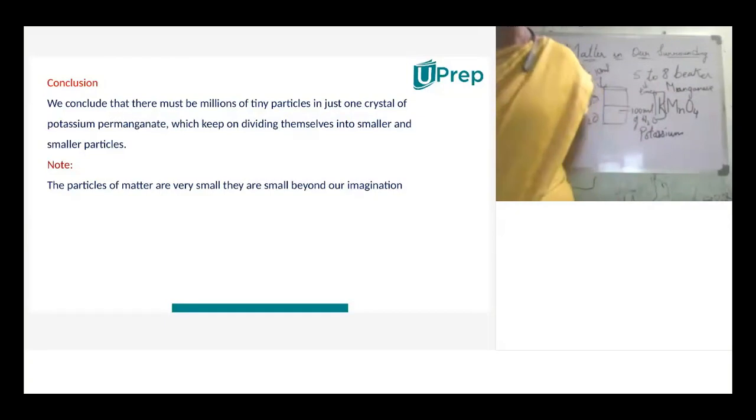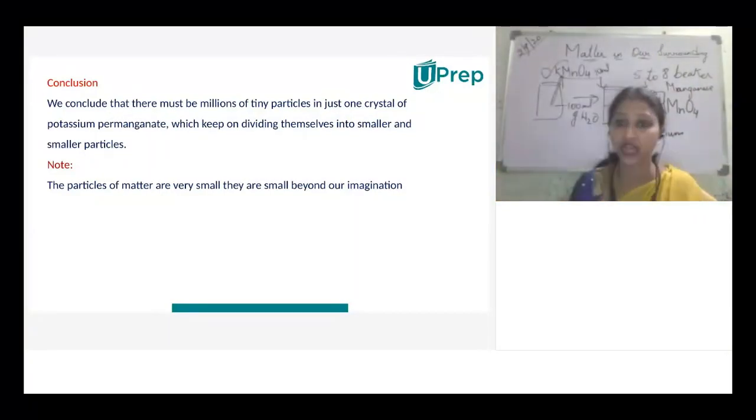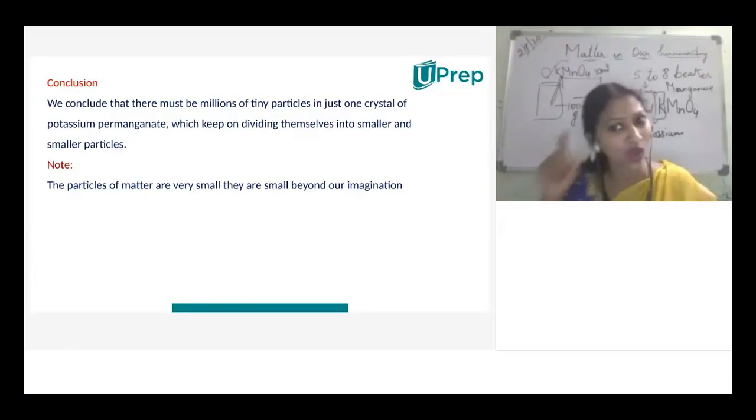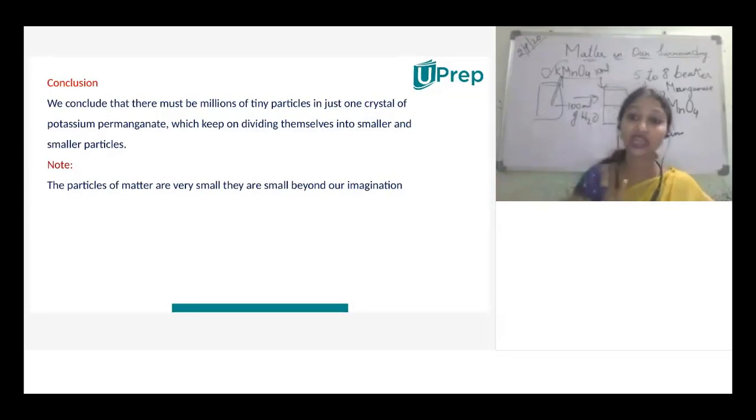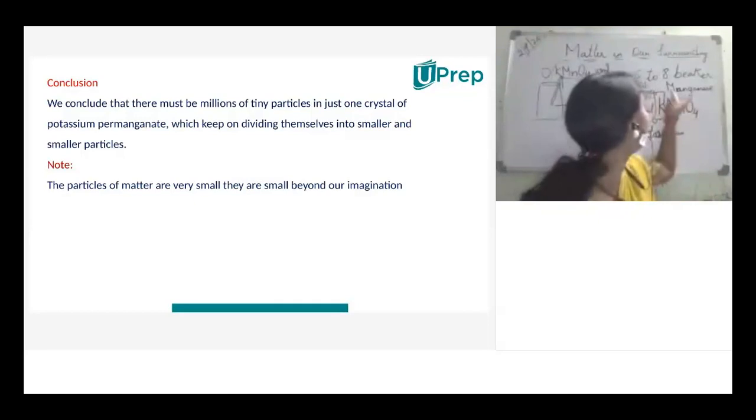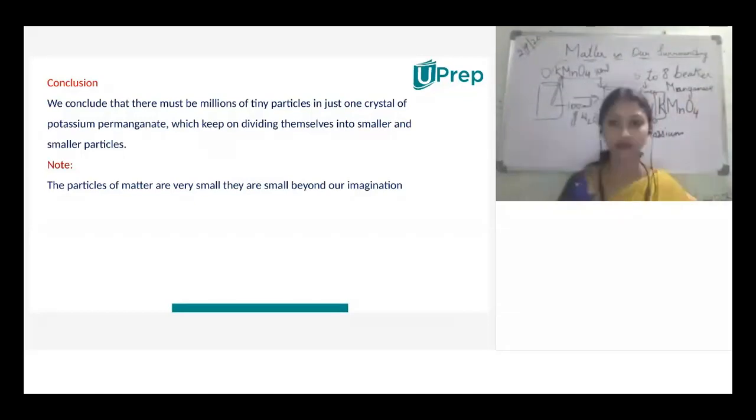Whenever we represent the symbol of an element, it may be a 1-letter symbol, like carbon is 1 letter, C. If we are representing a 2-letter symbol, the first letter should be a capital letter and the second letter should be a small letter. Here, Mn is nothing but manganese. Understood? Yes, ma'am. Very good. So KMnO4 is nothing but potassium permanganate, which is purple or magenta in color.